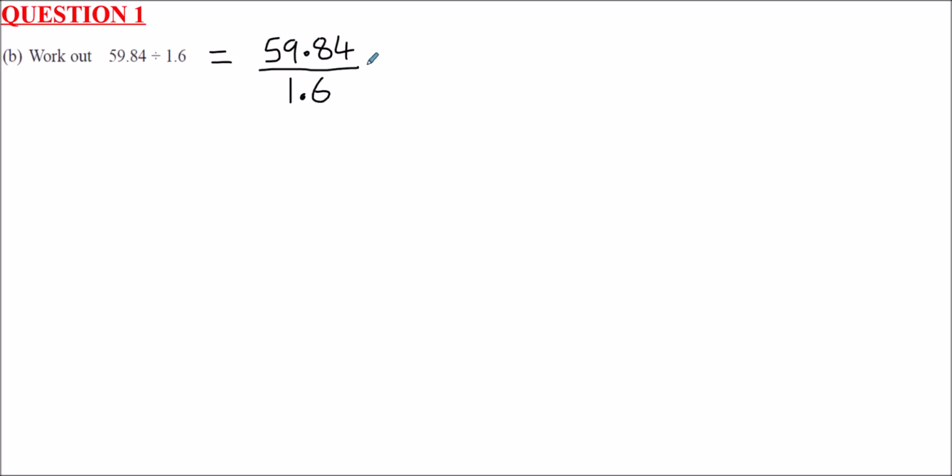What I'm going to suggest we do first of all is to get what we're dividing by into a whole number. Dividing into a decimal is quite hard as it is, so at least be dividing by a whole number. So multiply this bottom number by 10 is my suggestion. But to keep the fraction equivalent, multiply this one by 10 as well. Whatever you do to the top, you need to do to the bottom. So 1.6 times 10, we just move the decimals one to the right, that becomes 16. And this one, if we move the decimal to the right one place, becomes 598.4.